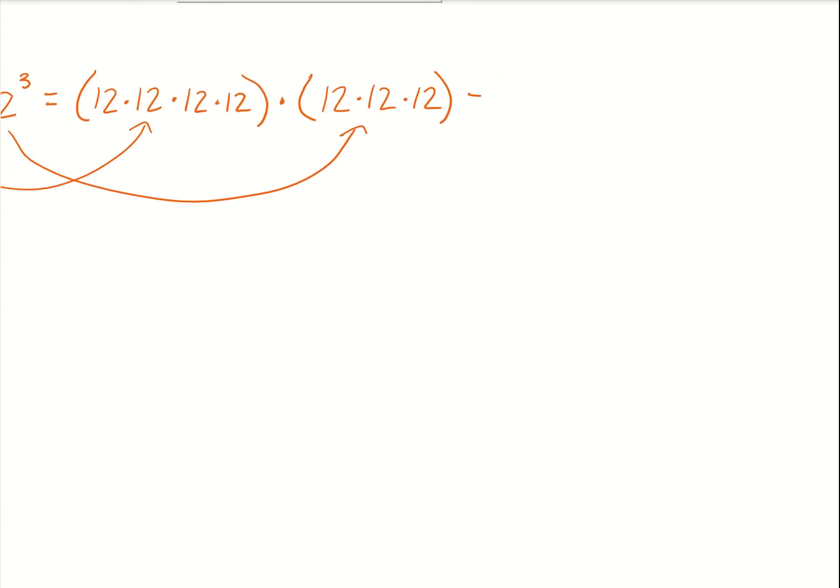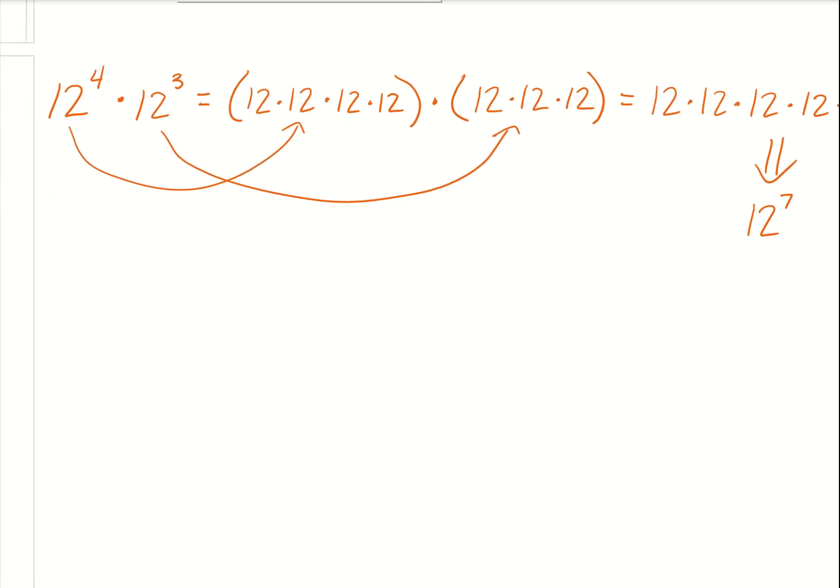Now I can get rid of the parentheses, since every single step here is multiplication. It's not going to make any difference. I've got 1, 2, 3, 4, 5, 6, and 7. If I simplify that, that's going to give us 12 to the 7th power. And that's it.